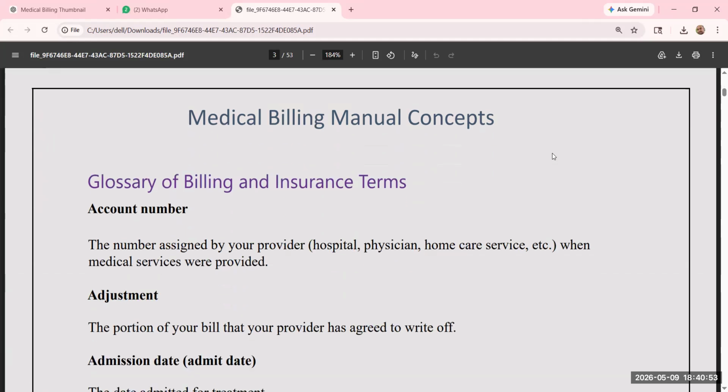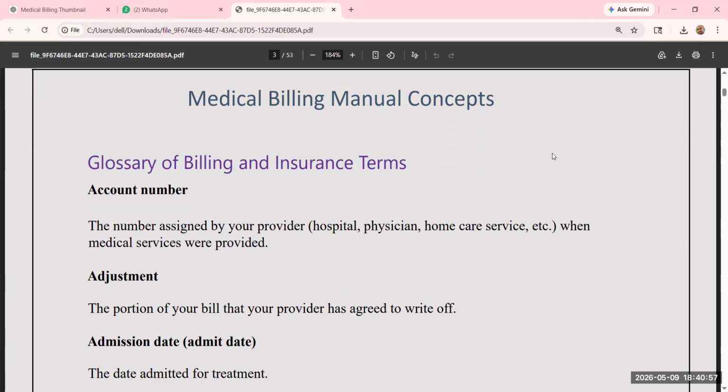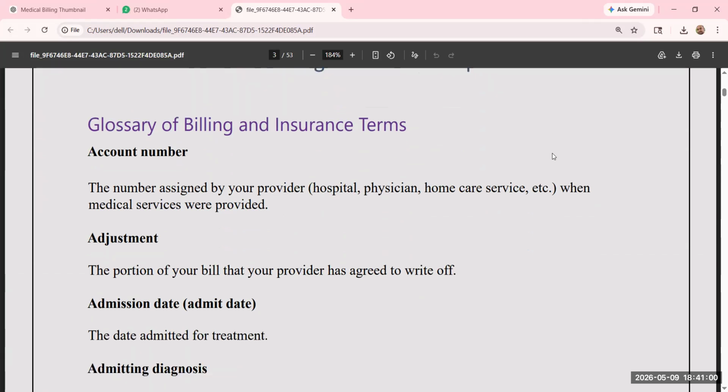So you will be able to understand the glossary of billing and insurance terms. Account number: the first point is the account number. It is the number assigned by your provider, such as hospitals, physicians, or home care services. These are examples of when medical services were provided. So the account number is the one number that the provider gives to the patient. Examples are hospital, physician, and home care services. So these kinds of services they will provide.